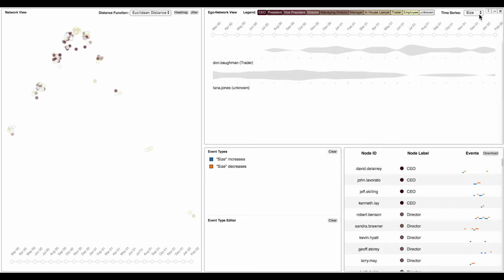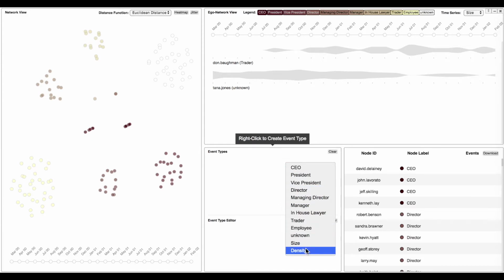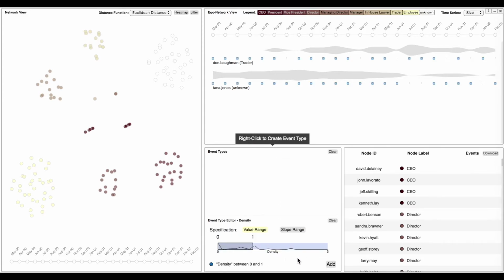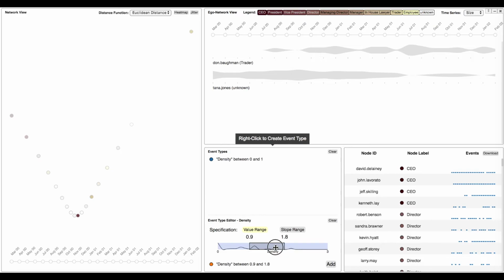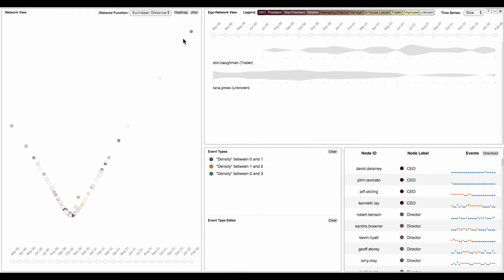than the bottom one. Next, the analyst wants to investigate the density distribution of the ego networks. She creates three event types: density between 0 and 1, density between 1 and 2, and density between 2 and 3. There is an obvious outlier. It has a lot of orange pixels, which indicates that it largely maintains a moderate density over time.